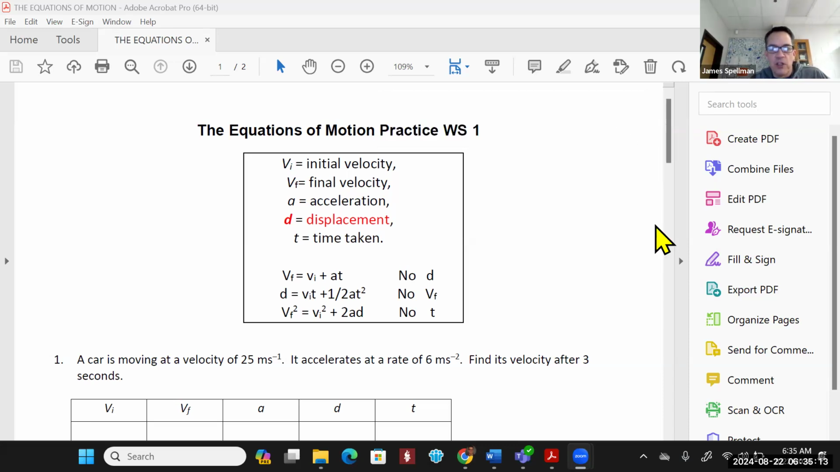If you've taken your notes already, you should see what all these things stand for. We've got V's with an I and an F because we're talking about motion. So things are speeding up and slowing down. We've got initial velocities and final velocities. We've had in our notes before, initial means that's what you're beginning with. Acceleration's A, that's us speeding up or slowing down. Displacement D is how far we moved, and T is time.